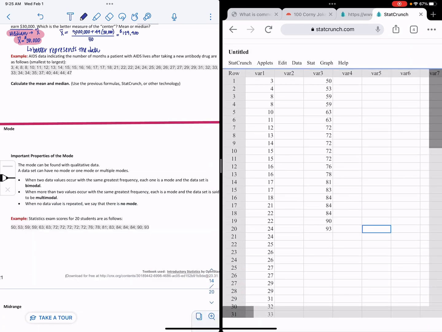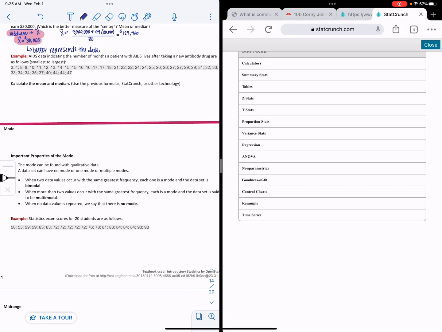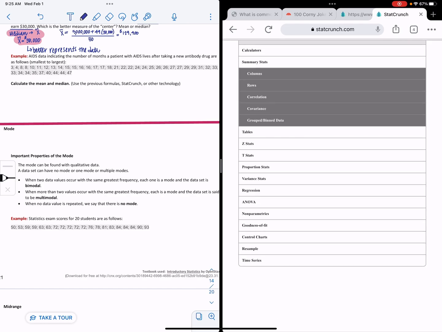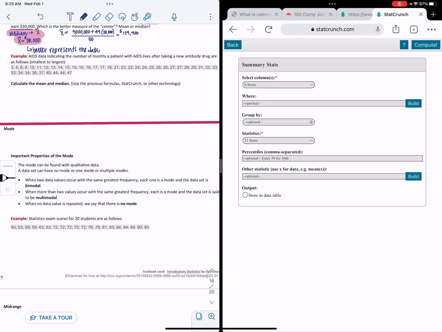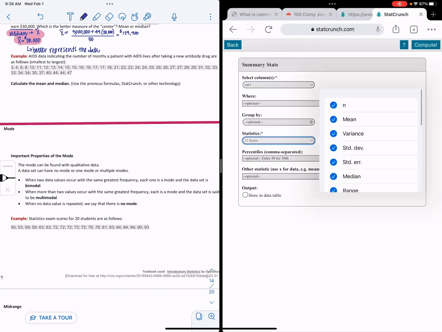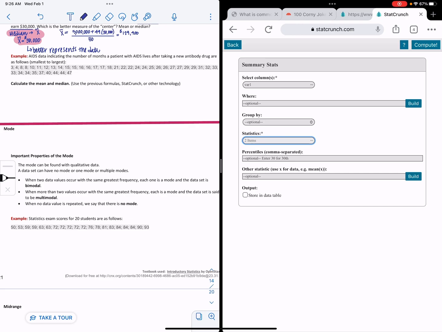So I'm going to go to Stat. I want my summary stats. I entered my data in columns. I entered the data for this example in my first column. The third column is for a different one. I don't really care about where. I don't want to group them. I only want to look at two statistics. I want the mean and the median. So I'm going to uncheck everything else and click compute.